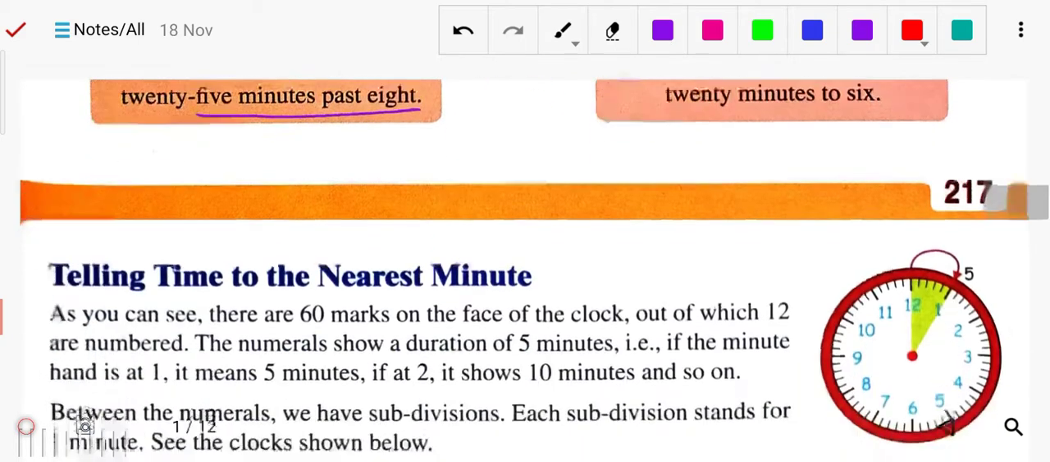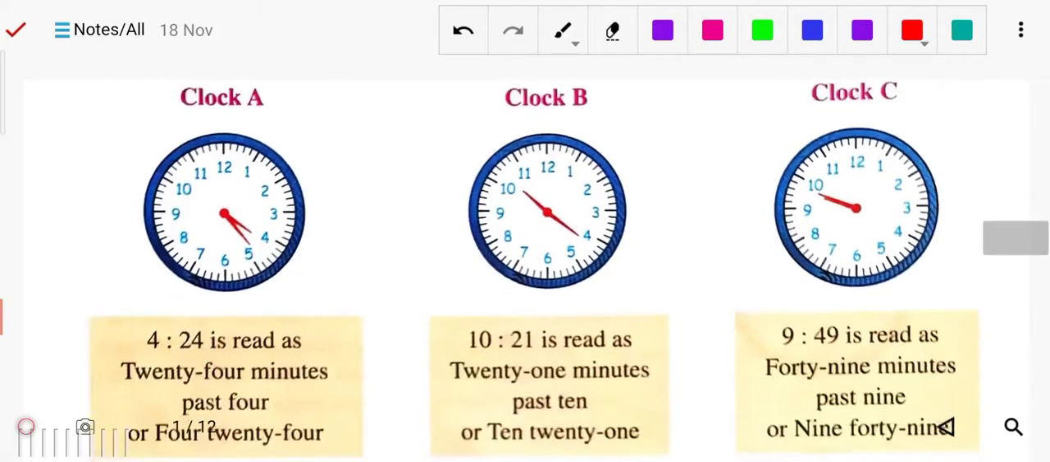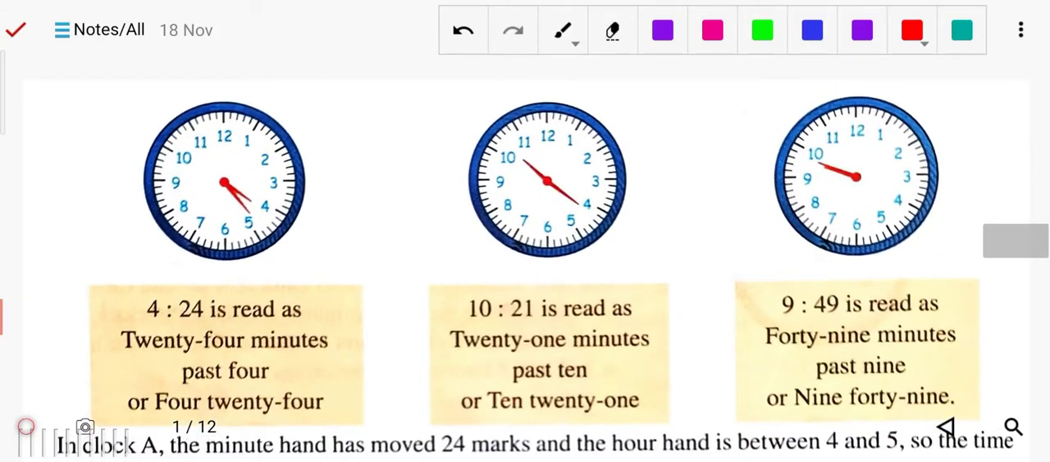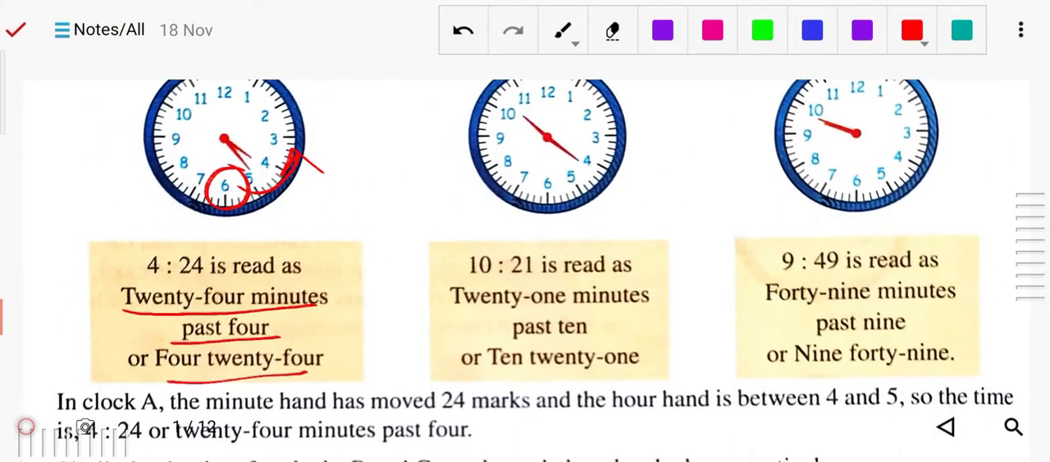Now here you can see these timings. You can read the timing like this: 4:24. So 24 minutes past 4. As I told you, if the minute hand is before 6, you use past. So 24 minutes past 4, or simply you can say 4:24. Again here you can say 10:21, 21 minutes past 10, or 10:21 also.